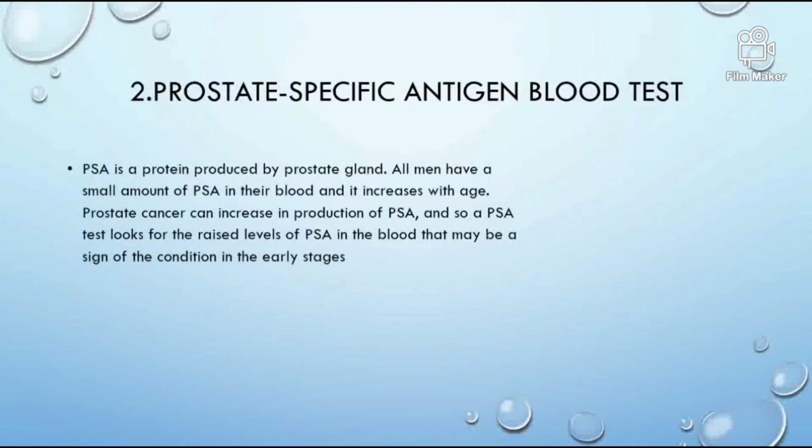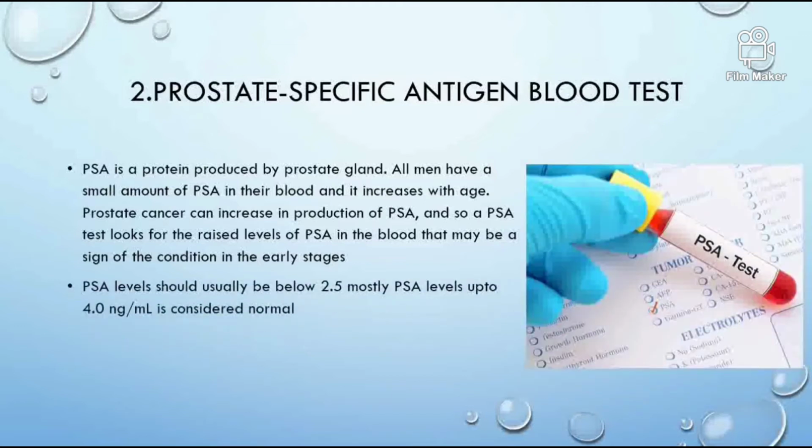Next is the prostate-specific antigen blood test, or the PSA. It's a protein produced by the prostate gland. All men have a small amount of PSA in their blood, and it increases with age. Prostate cancer can increase the production of PSA, so a PSA test looks for raised levels of PSA in the blood that may be a sign of the condition in early stages. The PSA level should mostly be below 2.5, but levels up to 4.0 nanograms per ml are considered normal. Note that if the PSA level is very high, cancer has probably spread beyond the prostate.